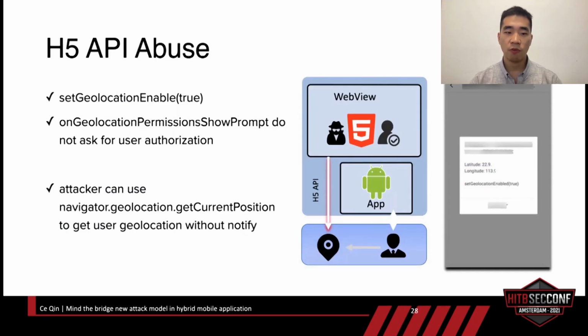Some HTML5 APIs can also be abused. For example, geolocation. If the value setGeolocationEnabled is true, and the callback onGeolocationPermissionsShowPrompt does not ask for user authorization, an attacker can use the HTML5 API navigator.geolocation.getCurrentPosition to get the user's geolocation remotely without any notification.